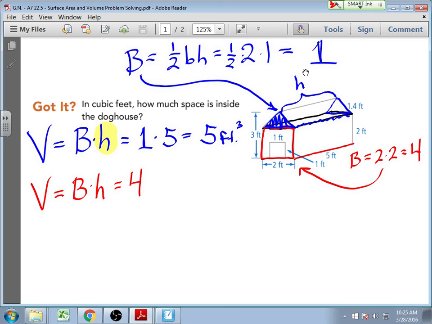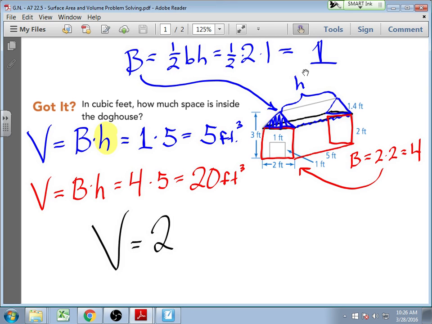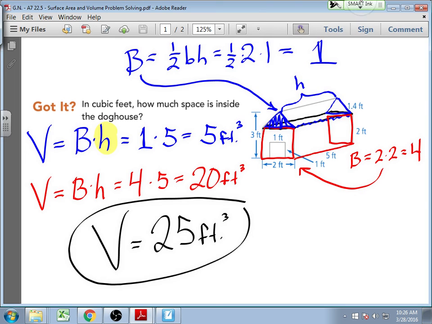What's the height or the distance between the bases? 5. Yeah, because from that square to the square back here is 5. And that gives me 20 feet cubed. So my total volume is 25 feet cubed. We're going to do another couple chapters face to face.